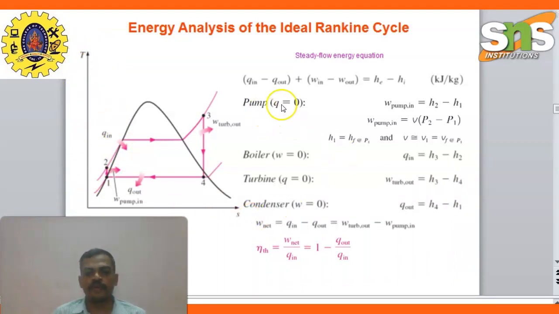For the pump, Q is equal to 0; for the boiler, work done is 0; then the turbine and condenser. Finally, the efficiency is net work done divided by heat input, equal to 1 minus heat output over heat input. These are the energy analyses. The work done of the pump is v times (P1 minus P2), and the enthalpies h1 and h2 are mentioned here.